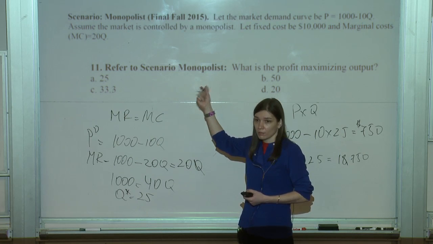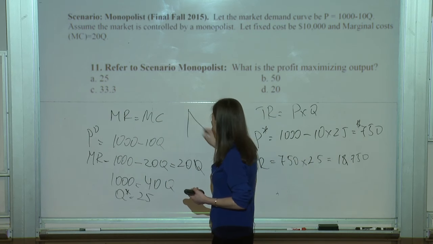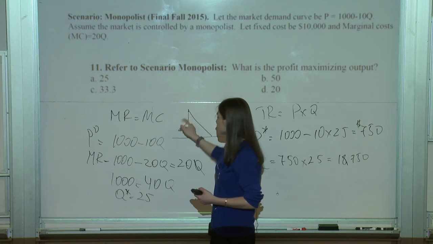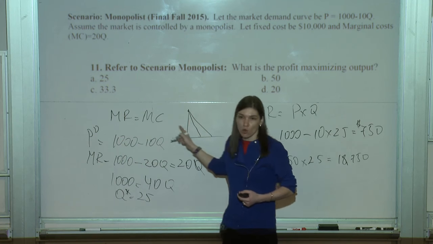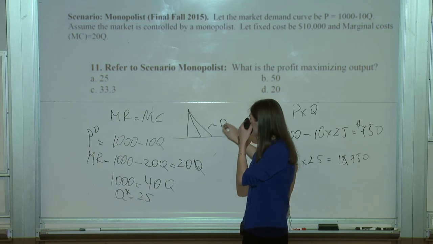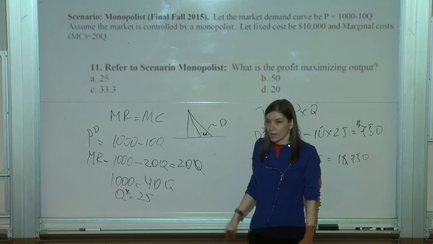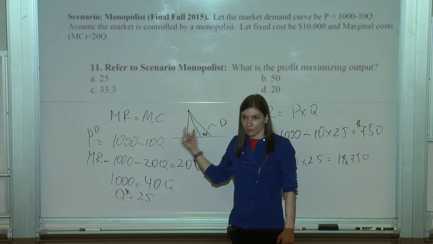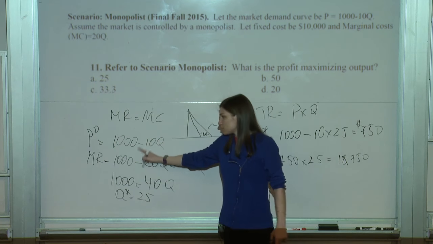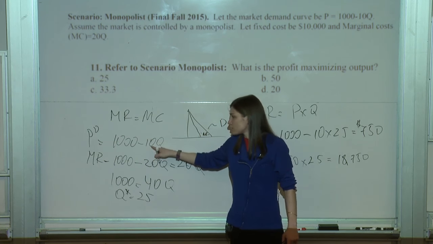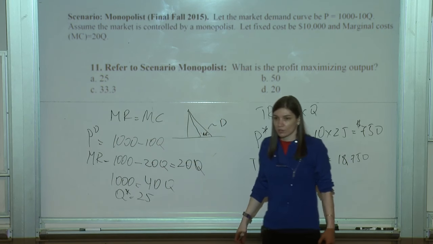It's not given. But I know how to find it, because I know that the marginal revenue curve in monopoly is going to have exactly the same intercept as the demand curve, but it's going to have twice the slope. In any monopolistic picture, this is the demand, this is the marginal revenue. I need to find the formula for the marginal revenue curve in order to solve the problem. They start at the same point, that's 1,000. But this is going to have twice the slope. Slope here is 10, here it's 20. And I just solved that to get the quantity.